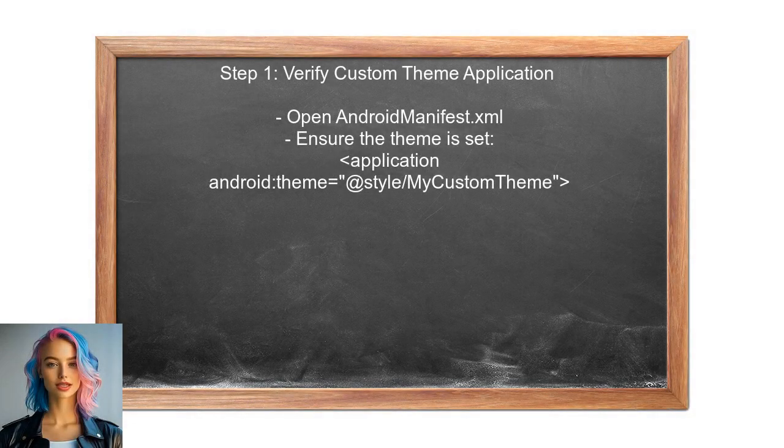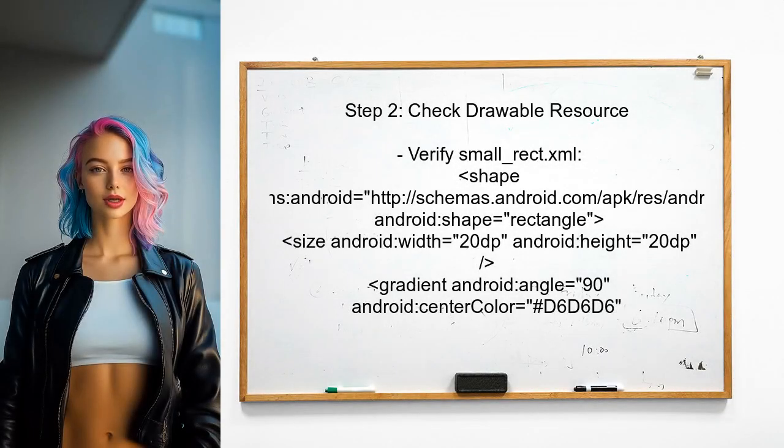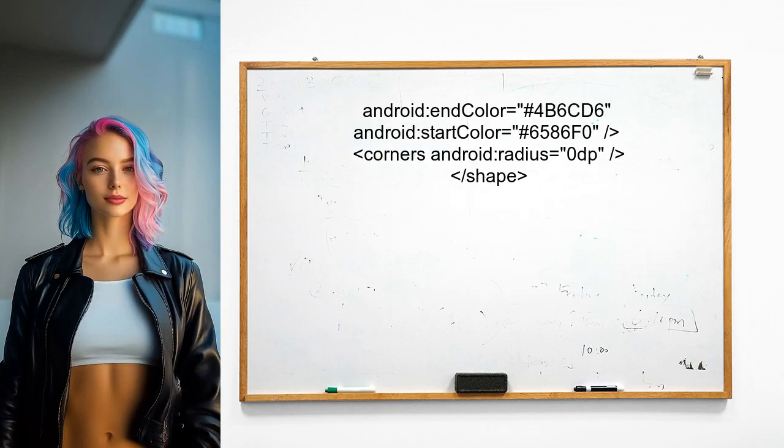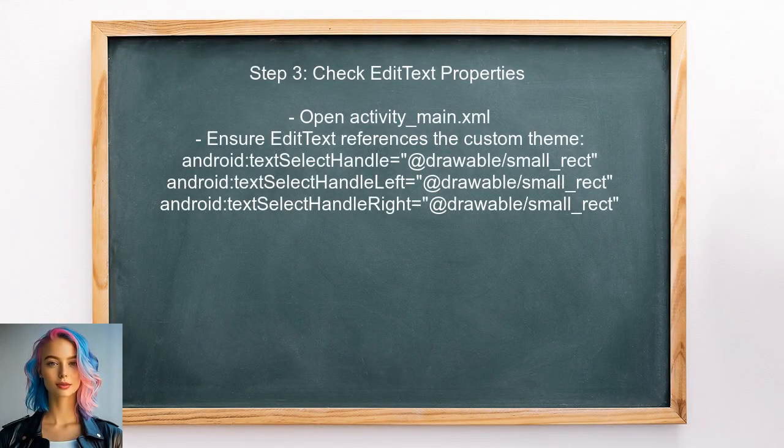To begin addressing the user's issue with customizing the EditText select handle, we need to ensure that the custom theme is applied correctly. The user should check if the custom theme is set in the Android manifest.xml file. Next, the user should confirm that the drawable resources for the select handles are correctly defined. This includes checking the small rect drawable to ensure it is properly formatted. After confirming the drawable, the user should ensure that the EditText is correctly referencing the custom theme attributes. This can be done by checking the EditText properties in the layout file.